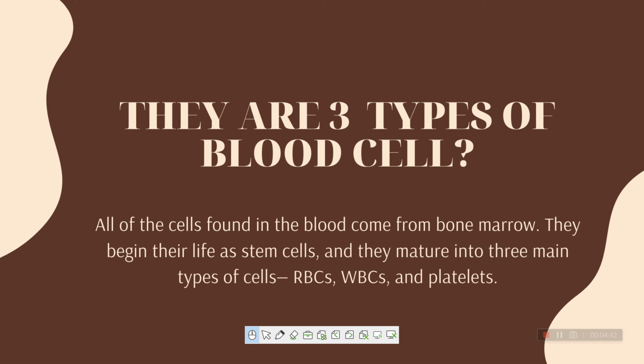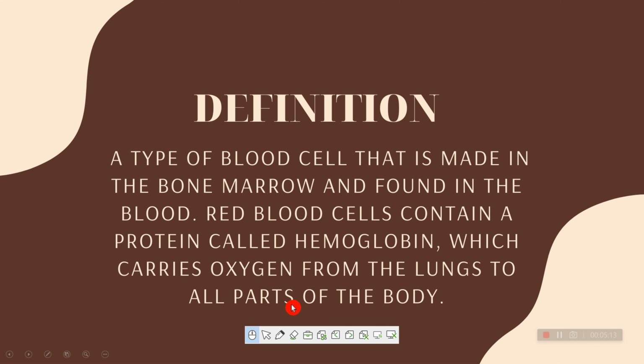Various parameters are there, as I told you. RBC count, hemoglobin level, hematocrit, RDW, MCV, MCH, MCHC, reticulocyte count, the WBC count, the DLC, differential leukocyte count, the platelet count, mean platelet volume, and the platelet distribution width are also there in the CBC count. So it is all about the CBC, what parameters are constituted in the complete blood cell count.